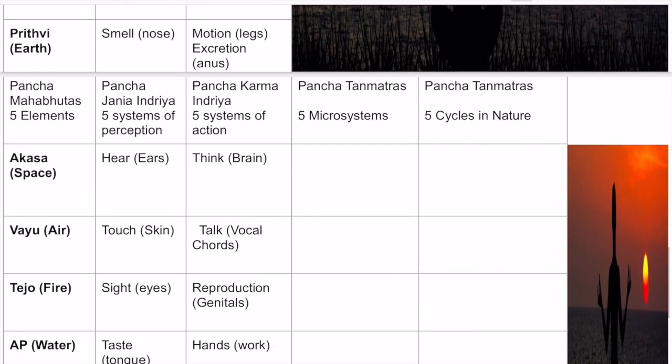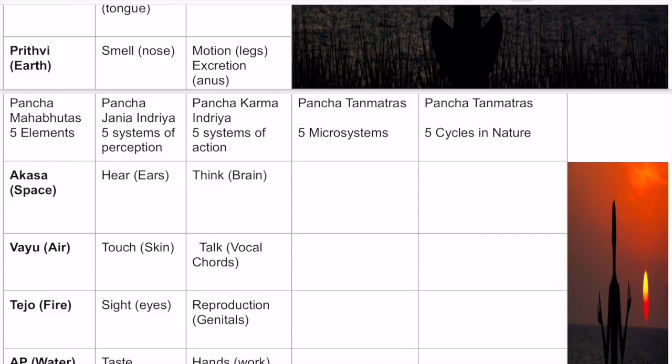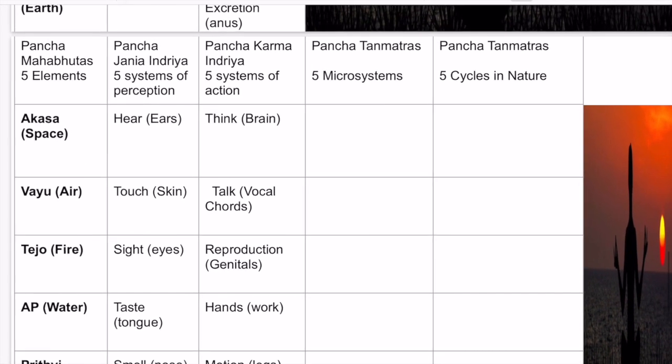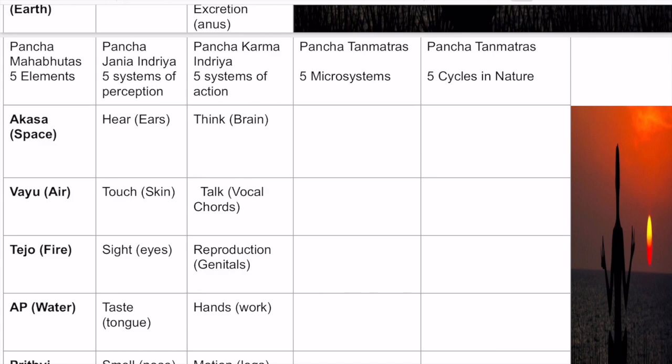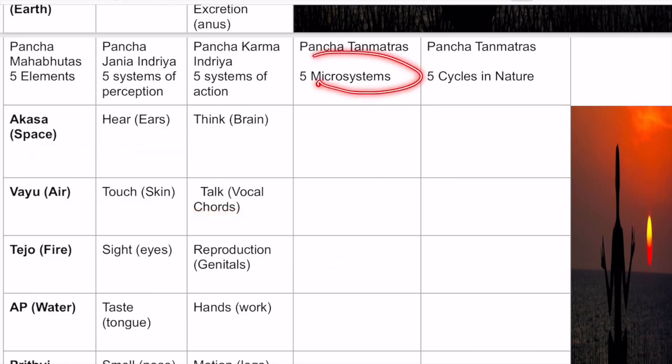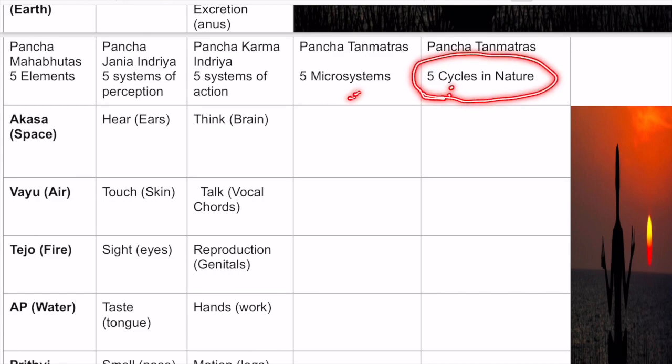Pancha Tanmatras. That means five Tanmatras. This is the connection between us and nature. If we see us as a system, right, and nature as a system, there must be systems inside of us and outside of us that are connected to the different elements of nature, right? Inside of us is microsystems. Outside of us, we call it macro systems or cycles. And this is also what we study in science. This is part of our syllabus in science, right?